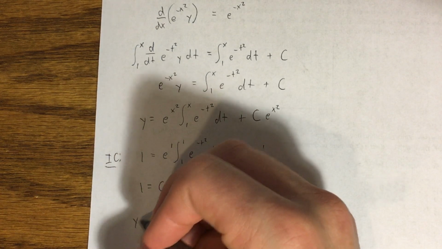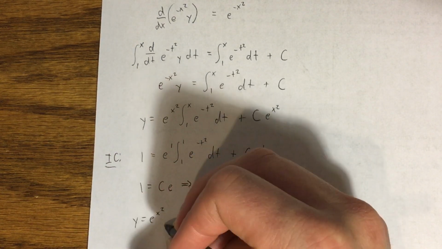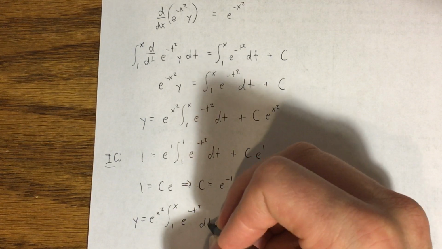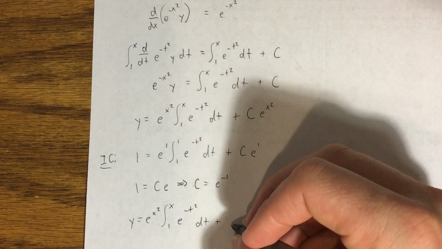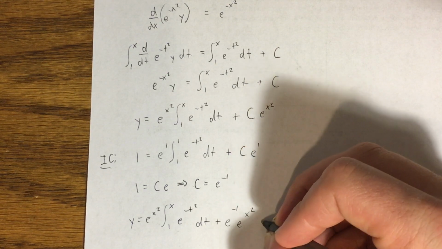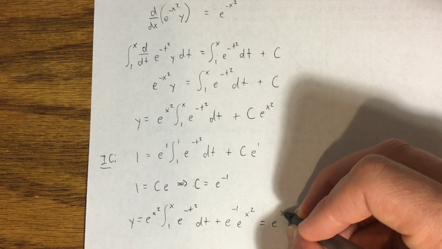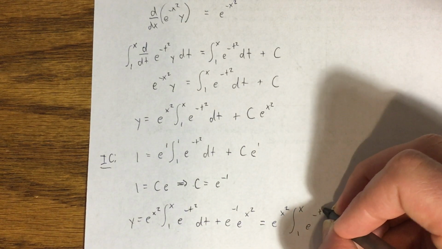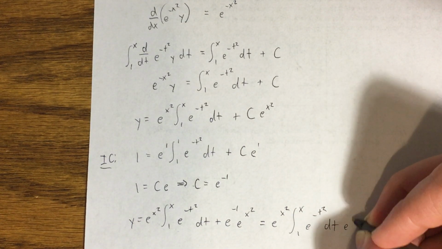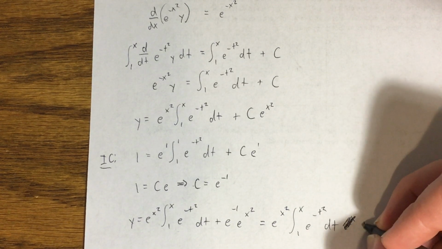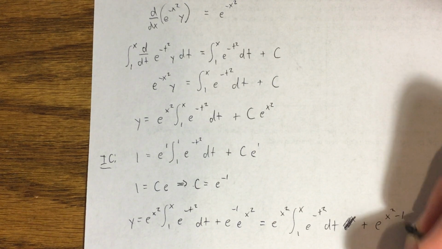So that gives me this, y equals e to the x squared times the integral from 1 to x of e to the negative t squared dt, plus e to the negative 1 times e to the x squared. Let's simplify that a little bit. e to the x squared, integral from 1 to x, e to the negative t squared dt, plus e to the x squared minus 1.